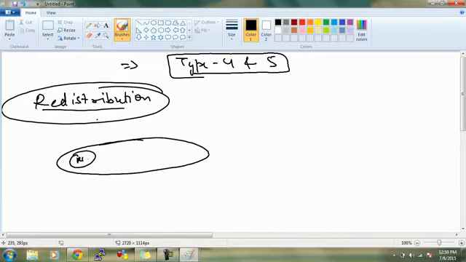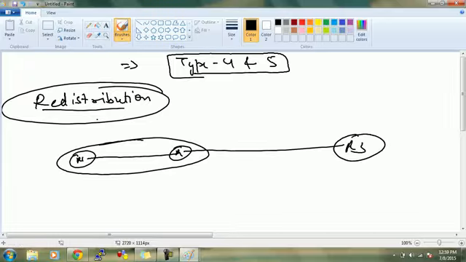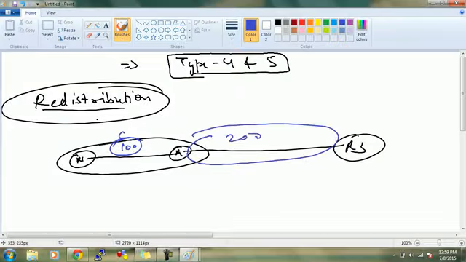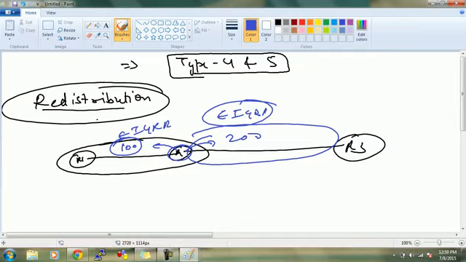R1, R2. This is R3. Let's say here I am running which process? AS 100. Here I am running which AS? What am I talking about? By default, EIGRP will never give routes of AS 100 into 200 and 200 into 100. Why? What's the reason behind this?